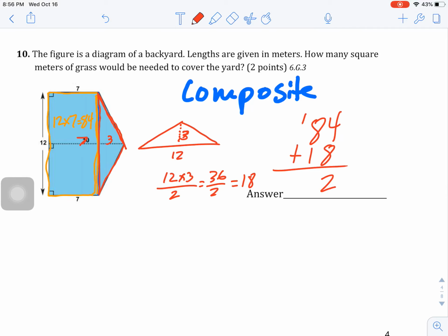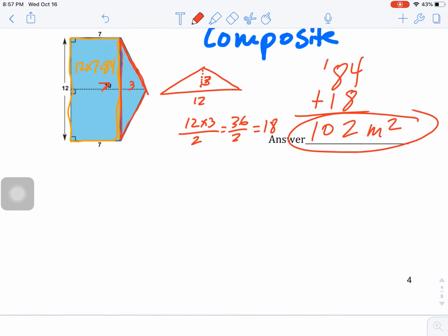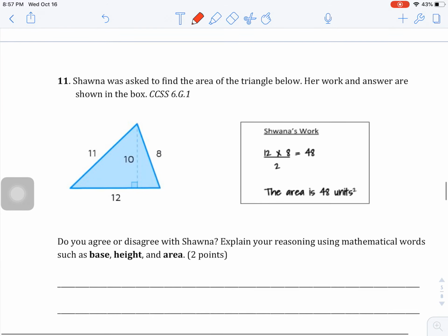Okay, and label it meters squared, and there's our answer. Again, you could split that many ways, but that's one way that I see it. That definitely works.